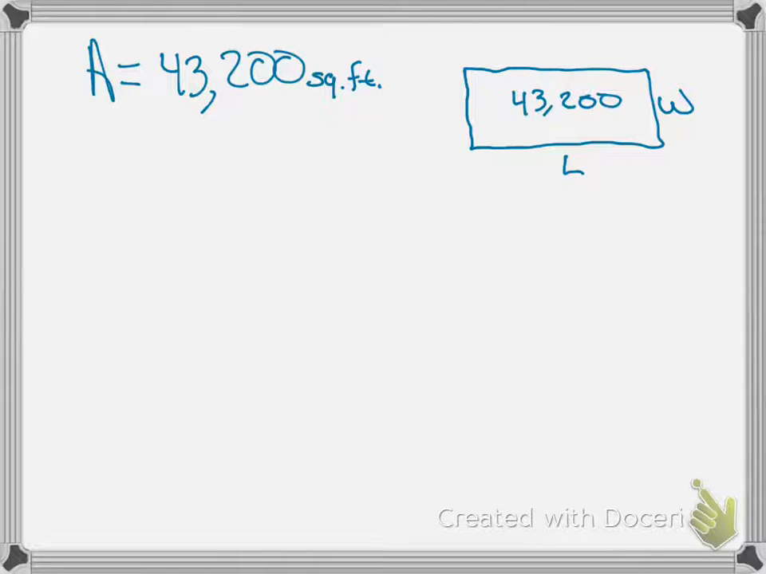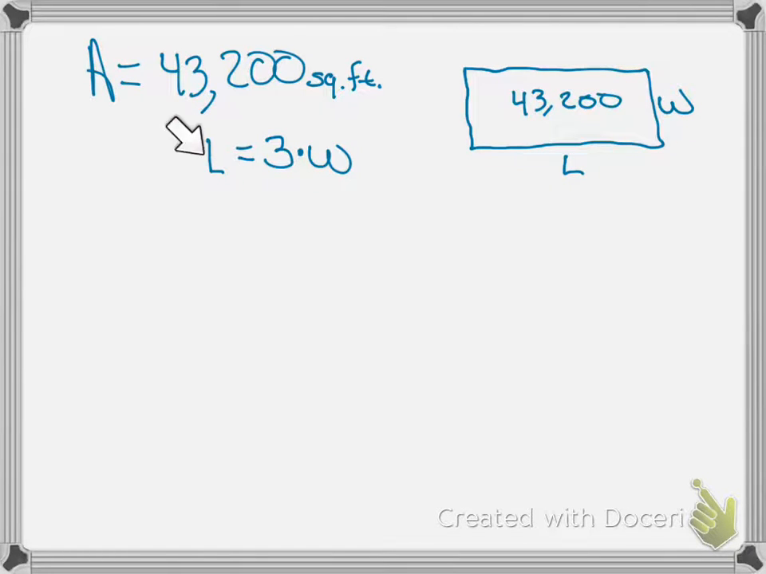It says the length of the field is triple the width. So the length is, that equals, triple. Whenever I see triple, that means multiply by 3. Triple means multiply by 3. So the length is triple the width. The length is 3 times the width. That was important information, because I know that the length equals 3 times W.